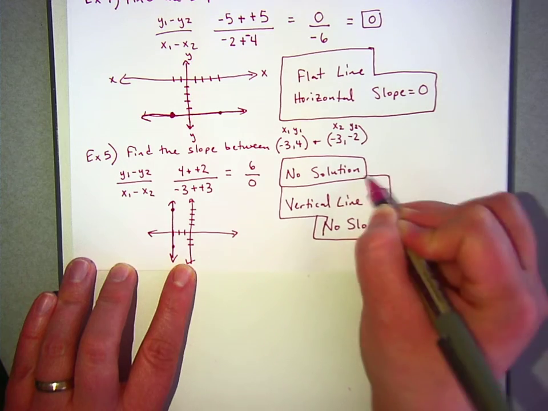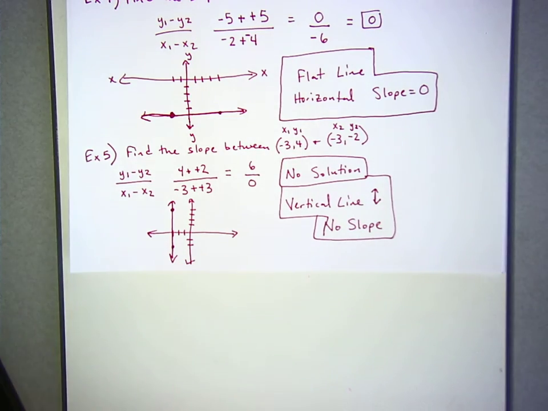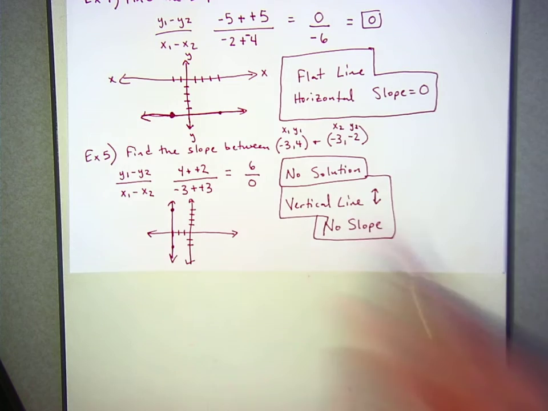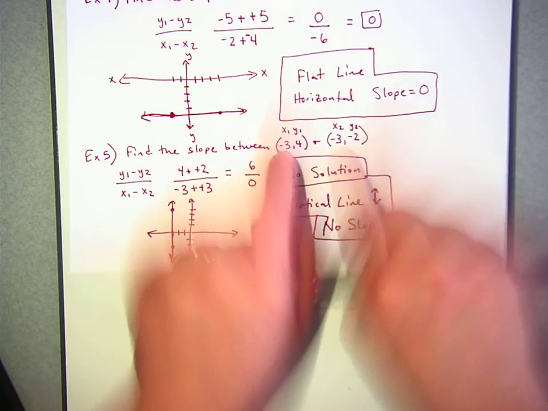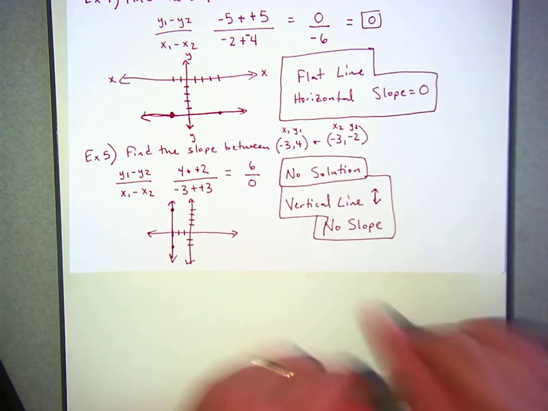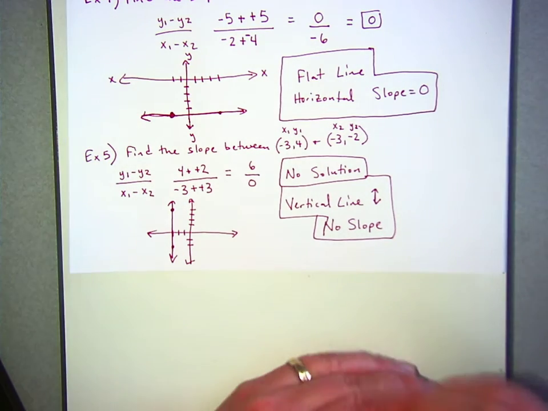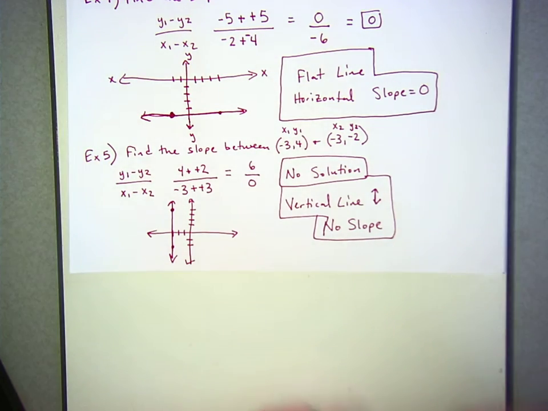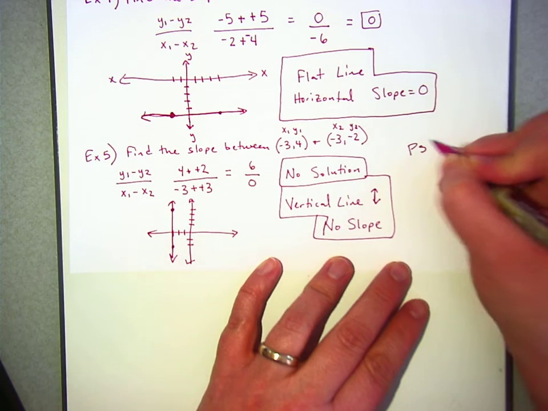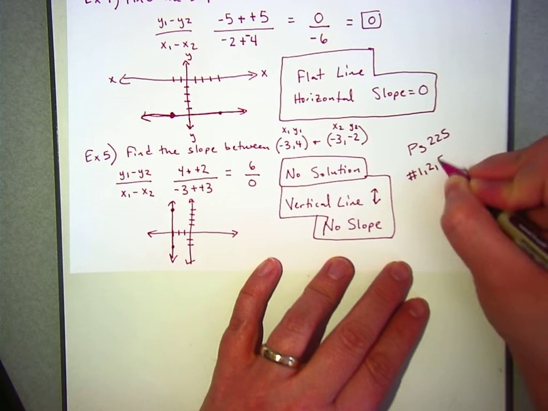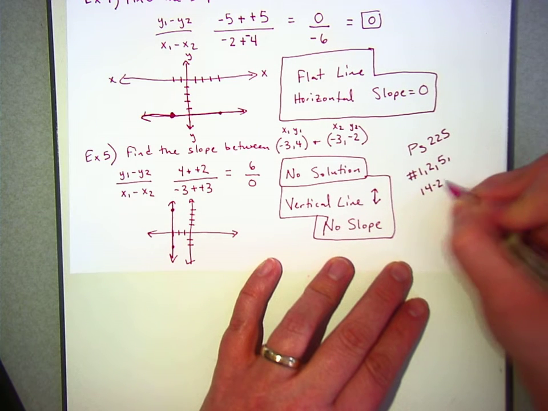But just so you know, when you're working on your homework, if you run across one that is a flat line, the slope is 0, and if you run across something that's a vertical line going up and down, that means you say no slope. Now, could you realize that that's the case just by noticing the x's are the same or the y's are the same, and not do the math? Yeah, as long as you get it right, don't make a guess on whether that's a vertical line or horizontal line. All right, you've got the rest of the time to work on that assignment. Remember, it is due tomorrow. It is page 225, 1, 2, 5, and 14 through 22.